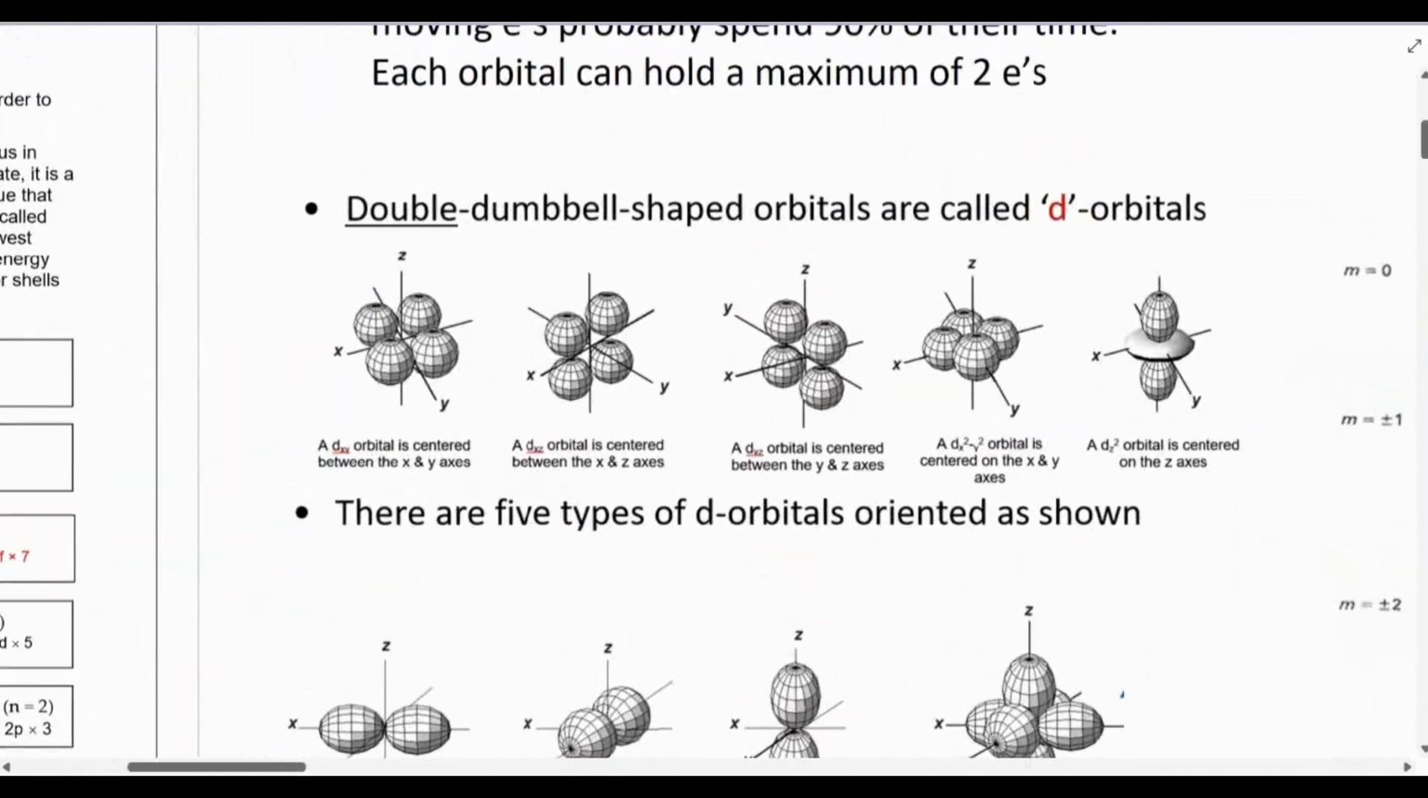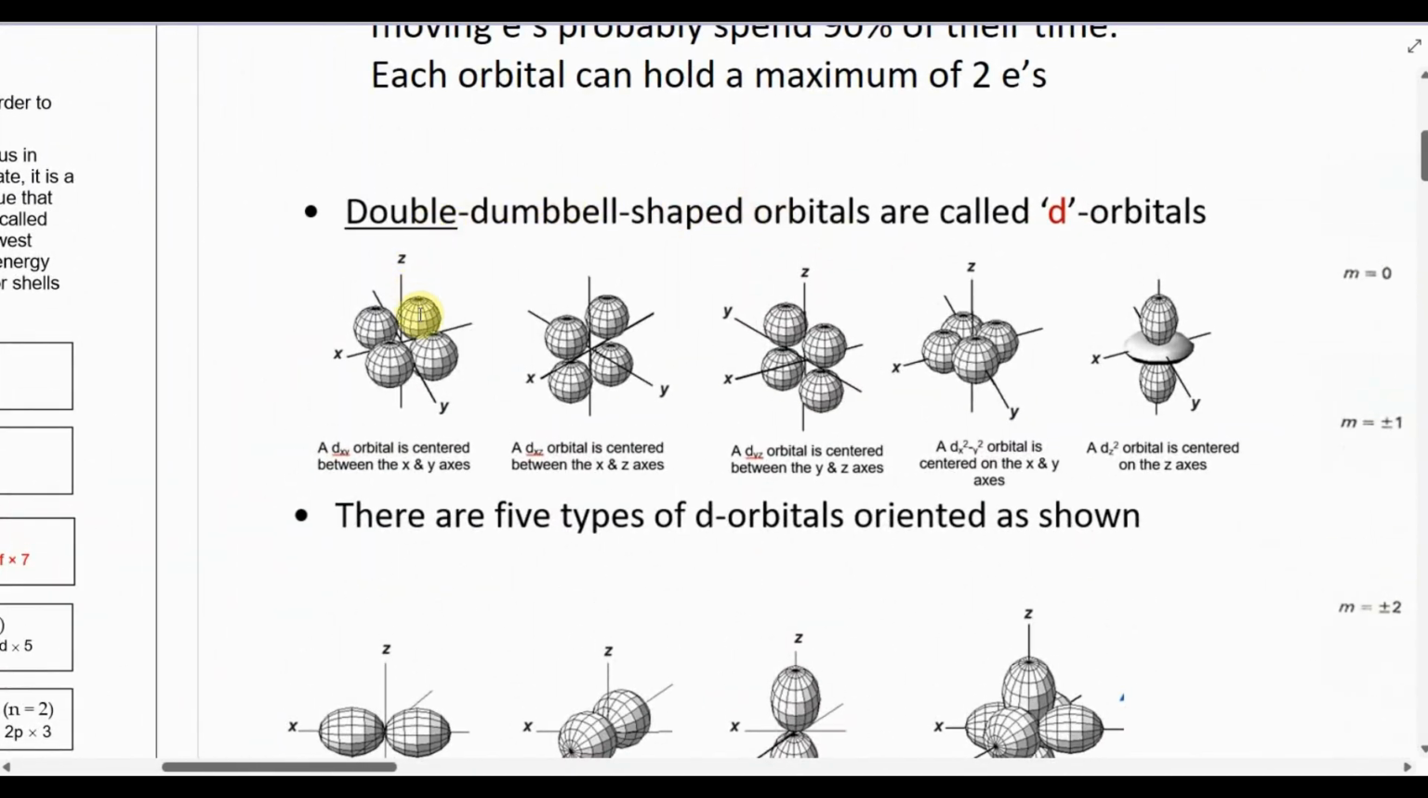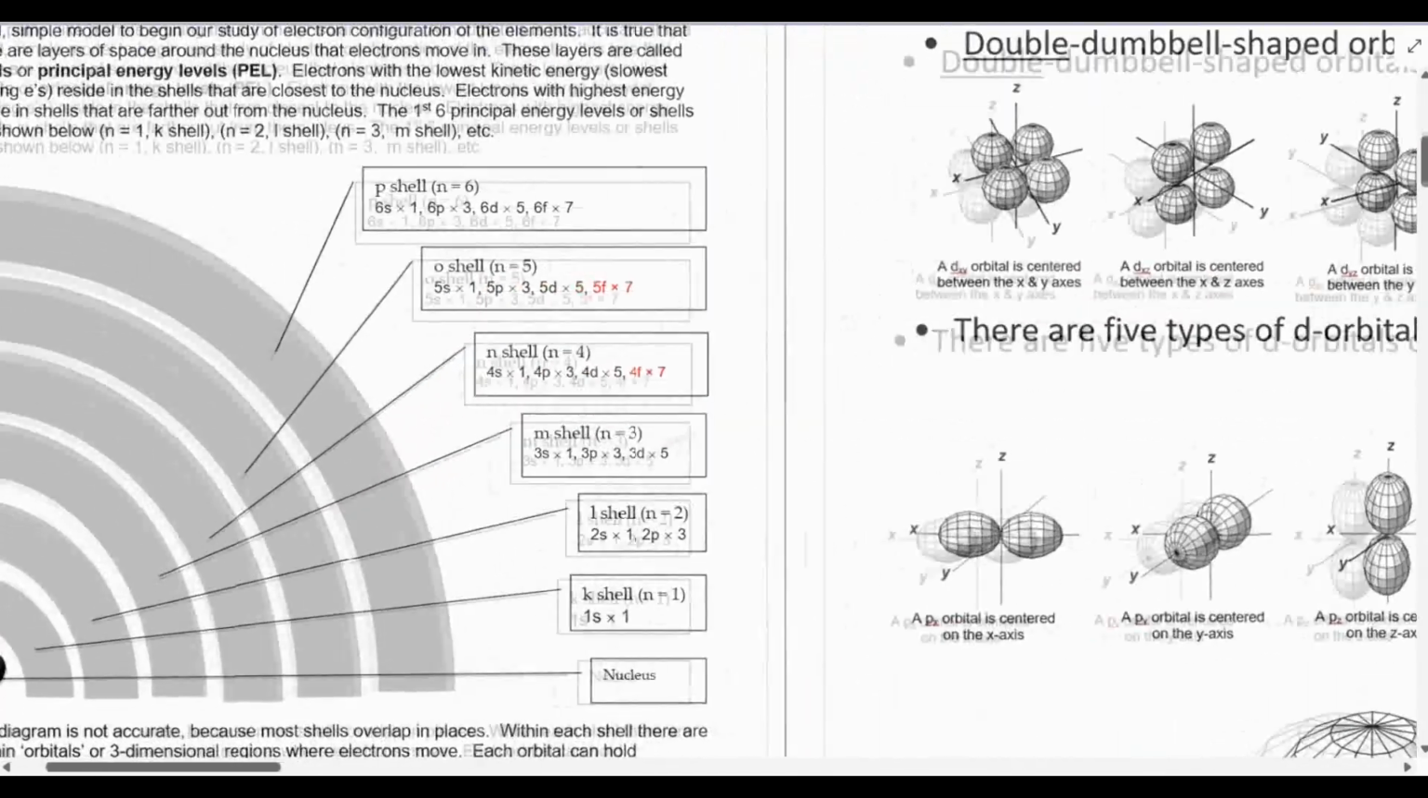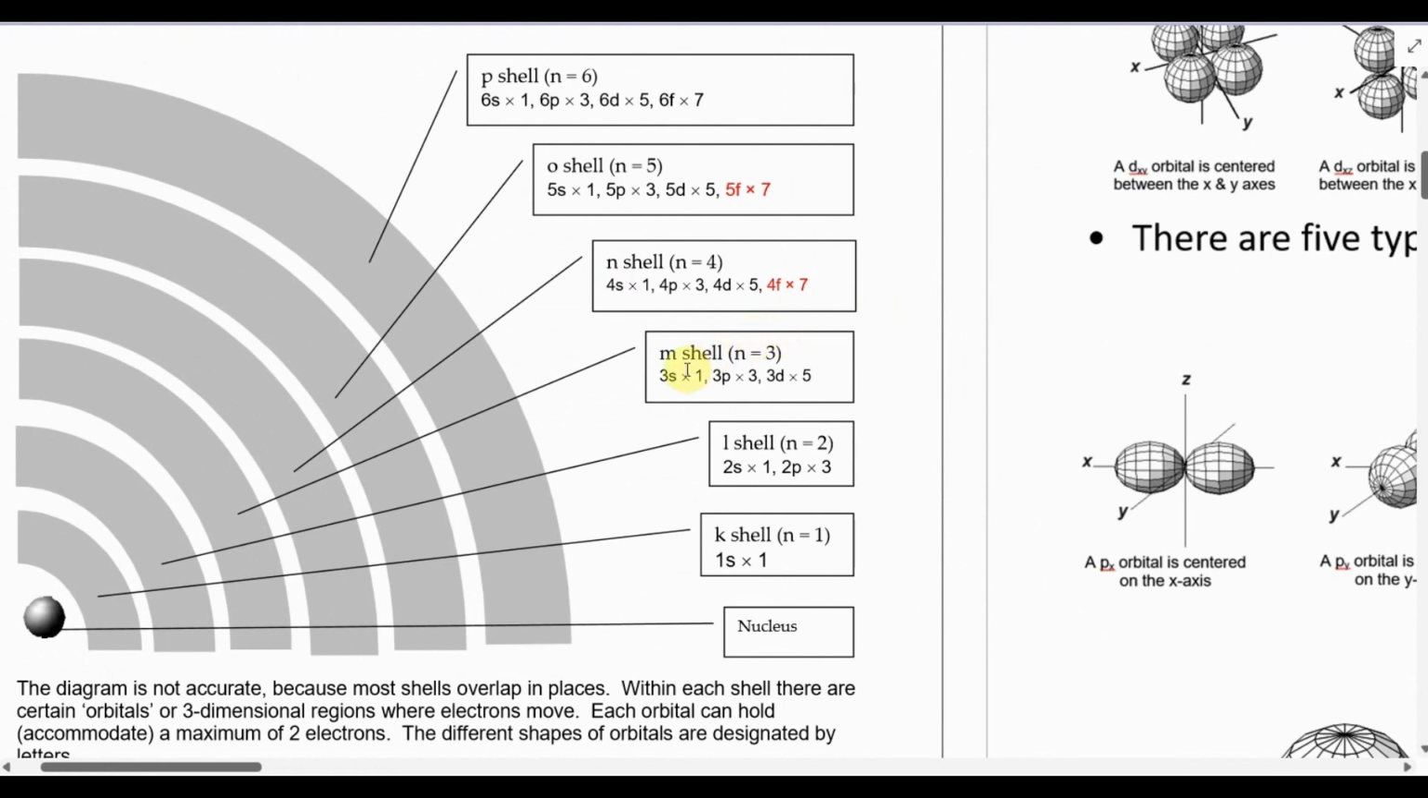The d orbitals look like, to me, double dumbbells. At least 4 out of 5 of them do. So there are actually 5 different d orbitals in the third shell and every shell above it. And remember, regardless of the shape or the name, they all can hold a maximum of 2 electrons. So actually 10 electrons in total could fit into these 5 d orbitals. The third shell contains an s orbital, 3 p orbitals, and 5 3d orbitals.